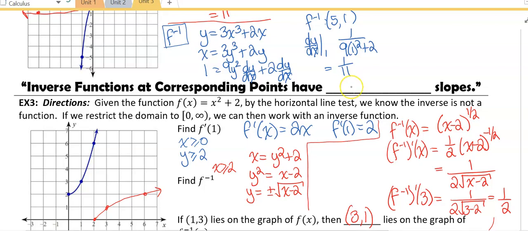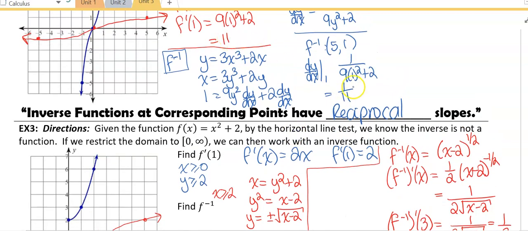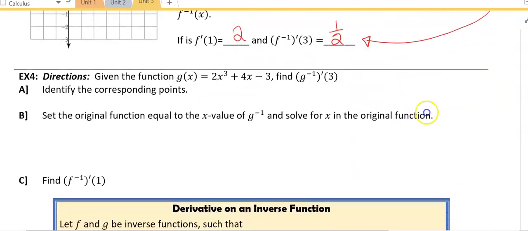So we should know from the first video that inverse functions at corresponding points have reciprocal slopes. That just means, as we see above here, if you have a slope of 11, then the reciprocal slope or the inverse slope would be 1 over 11. So it's not the opposite, it's just the reciprocal.